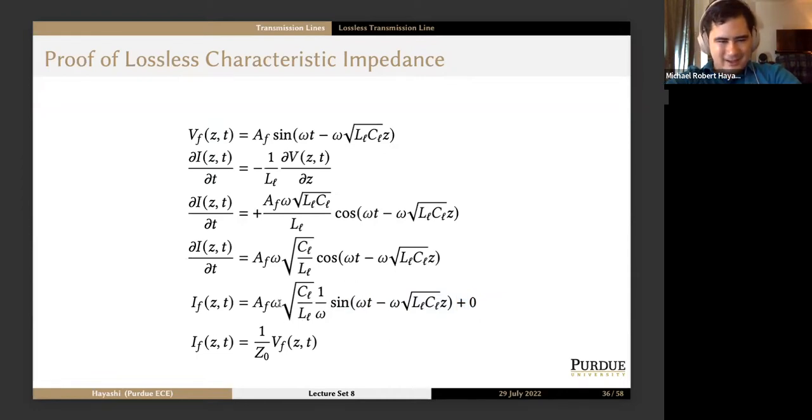And sure enough, take this omega, cancel with that omega. This looks like A_F times our original sinusoid, which is just V_F, as we said up here. And then this square rooty bit right here is 1 over Z naught. So we prove that I_F of z and t is 1 over Z naught times V_F of z and t. And if you are so inclined, you could do the same for the backwards traveling wave as well. But we'll skip the backwards traveling wave.